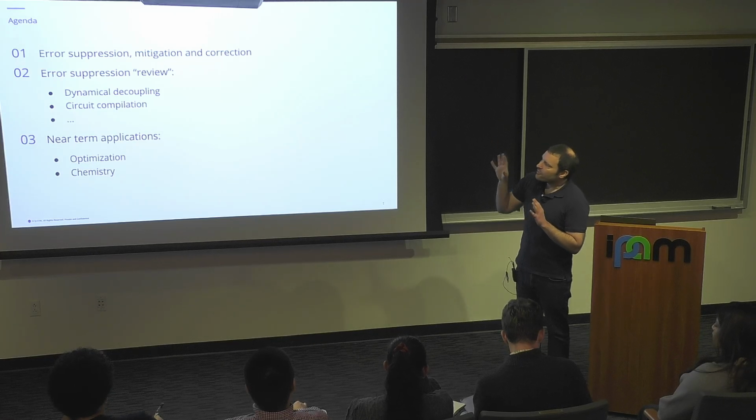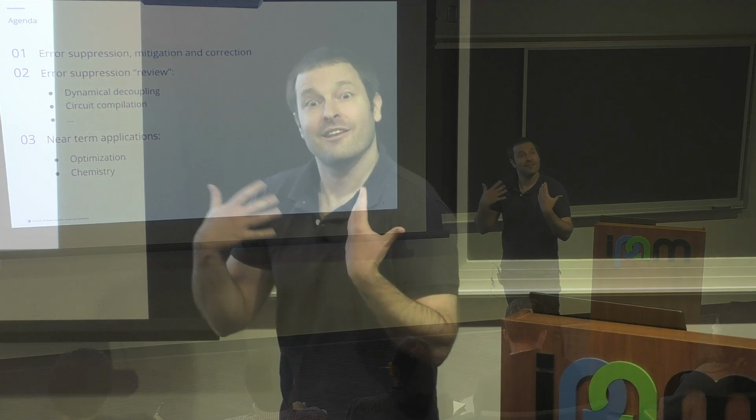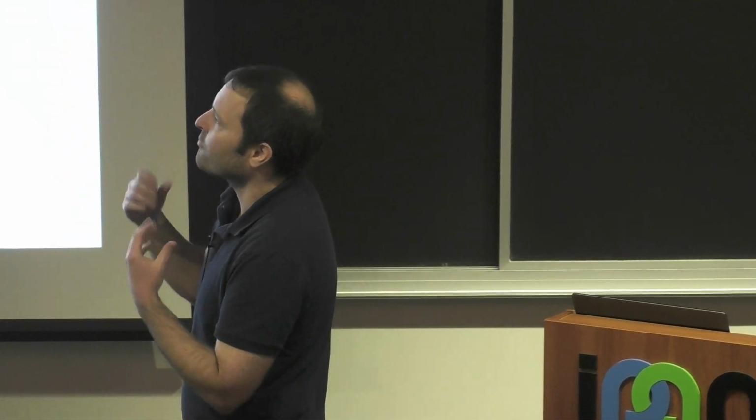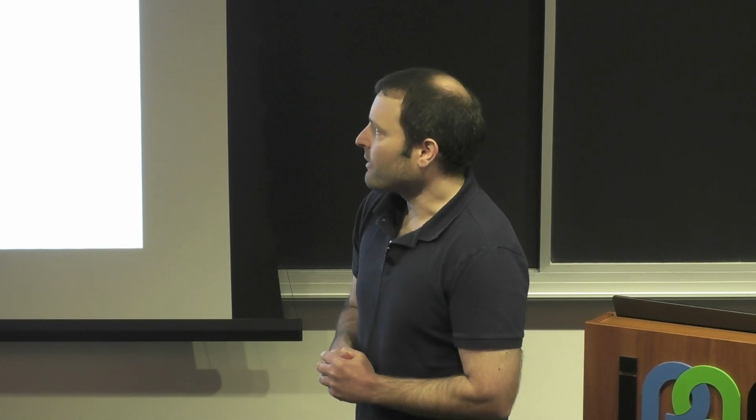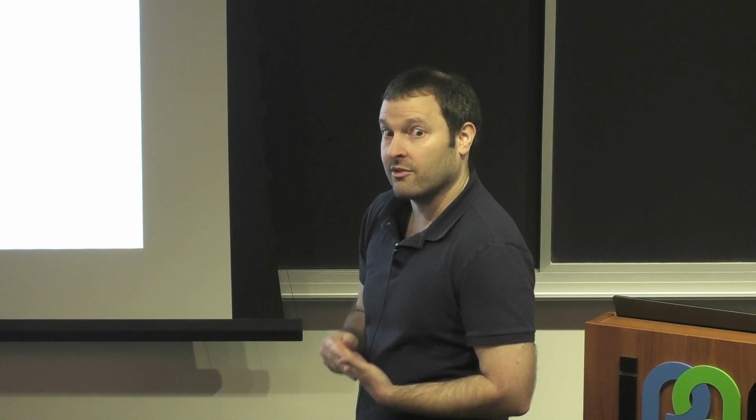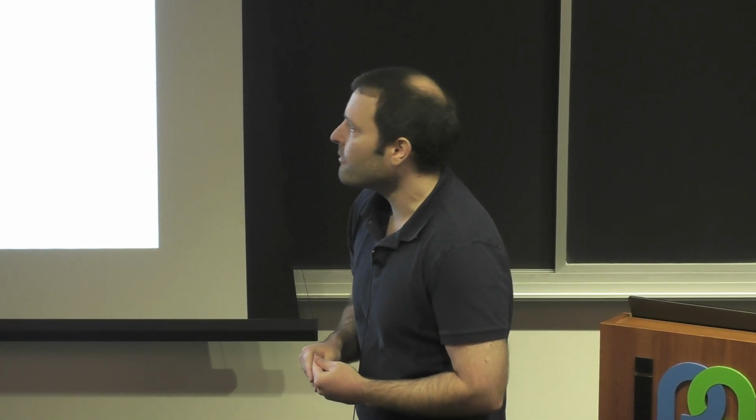And I want to start by first giving my definition of what is the difference between suppression, mitigation, and correction. These are three different strategies to handle errors. Each one has pros and cons, and you should understand what exactly we gain from each one of these methods, but also what is the cost of using each method.